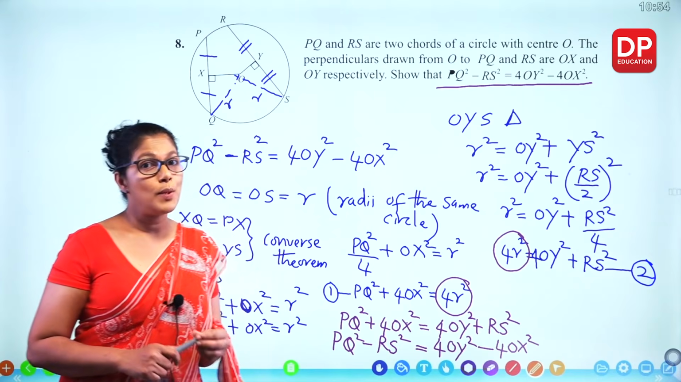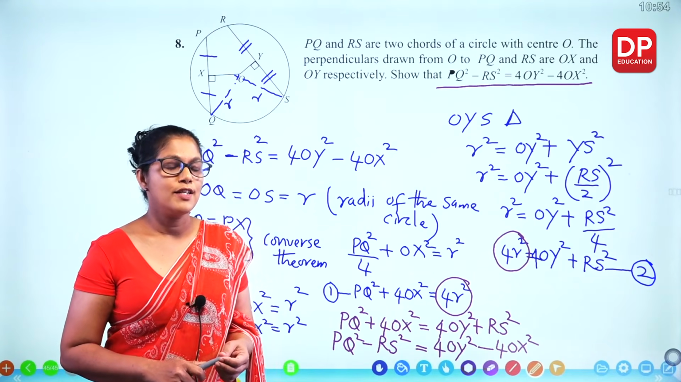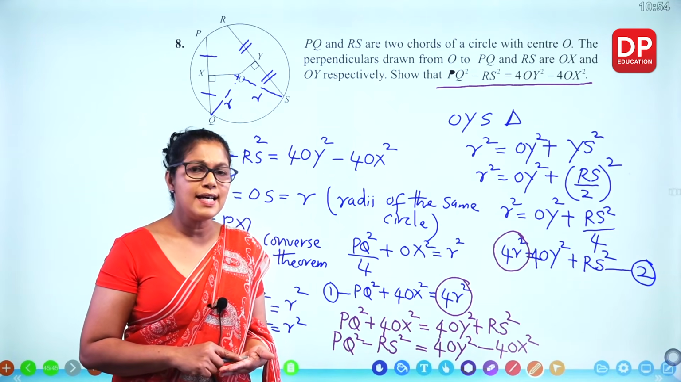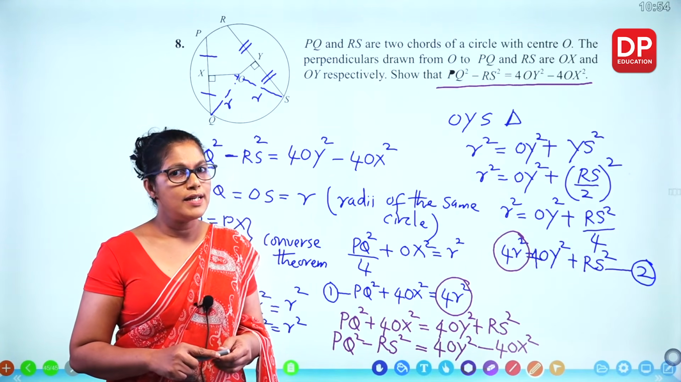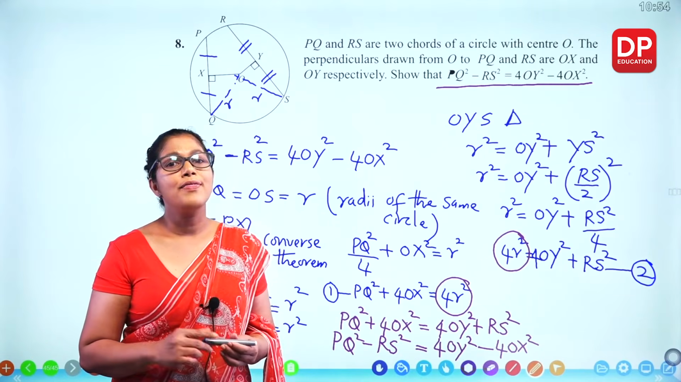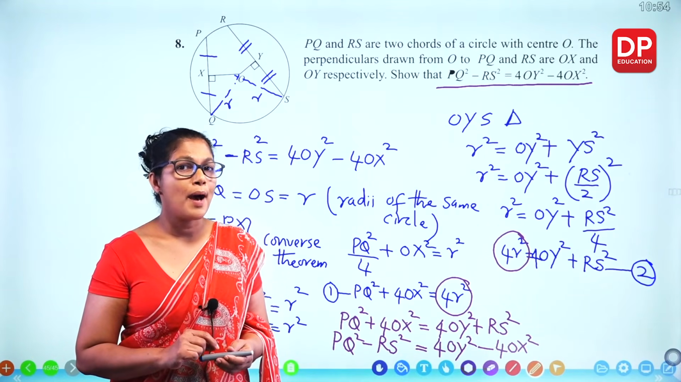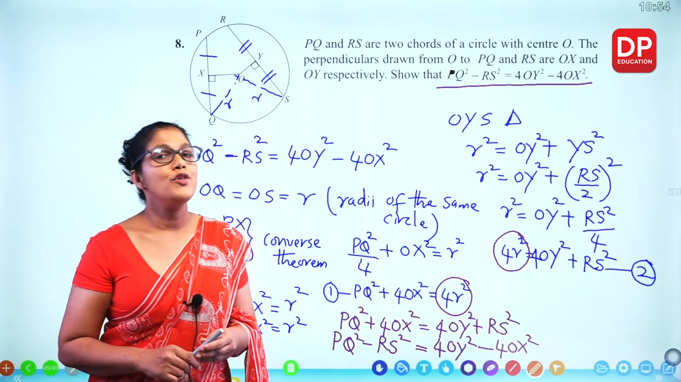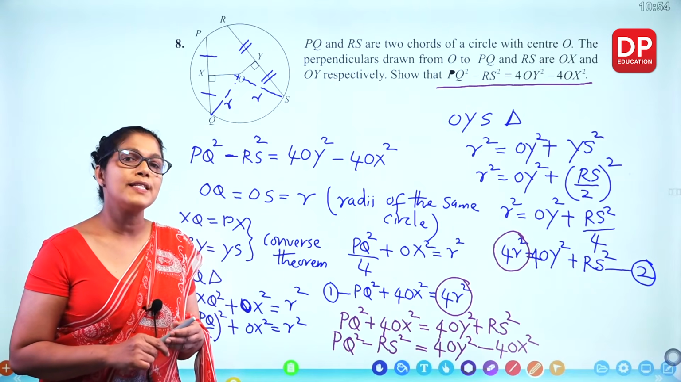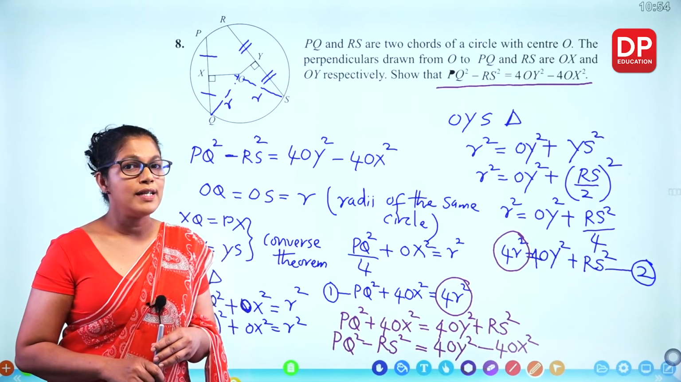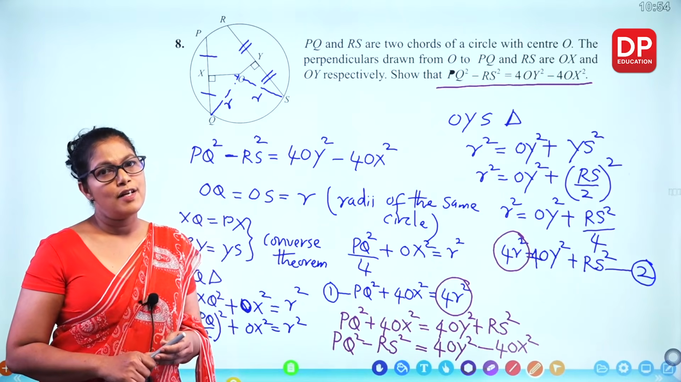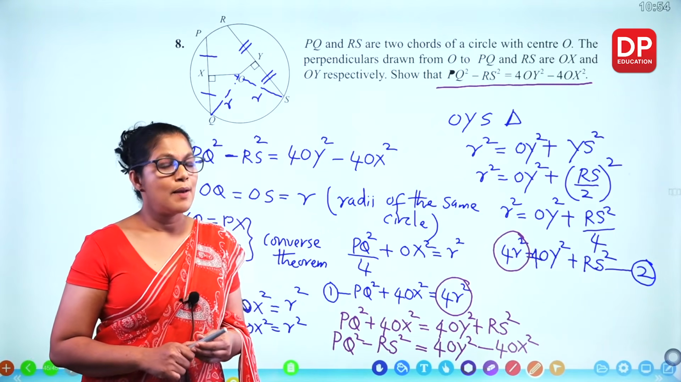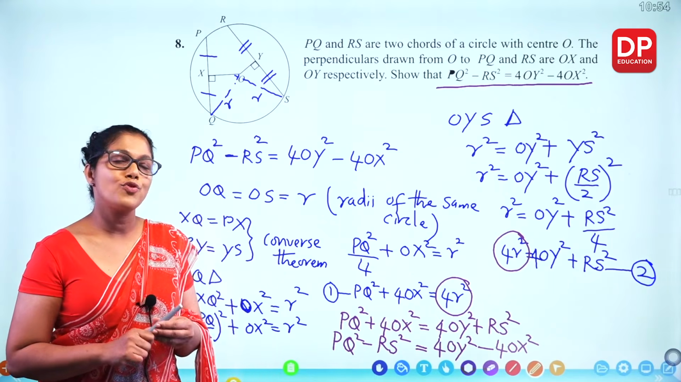So in this lesson, we learnt about two theorems. The first theorem says when you join the center and the midpoint of the chord, the line and the chord are perpendicular. And what's the converse theorem we learned? When you draw a perpendicular from the center to the chord, it bisects. So when you get questions related to chords, make sure that you apply those two theorems.